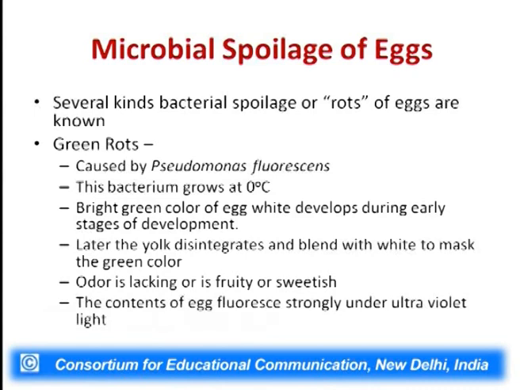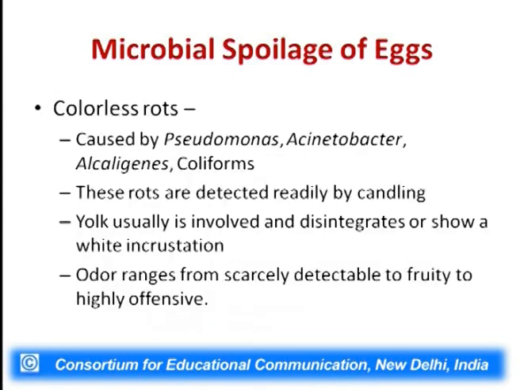Several kinds of bacterial spoilage or rots of eggs are known. These include green rots, which are caused by Pseudomonas fluorescens. The bacterium grows at 0 degrees centigrade. Bright green color of egg white develops in this kind of rot. Yolk disintegrates and blends with white to mask the green color. Odor is lacking or is fruity and sweetish.